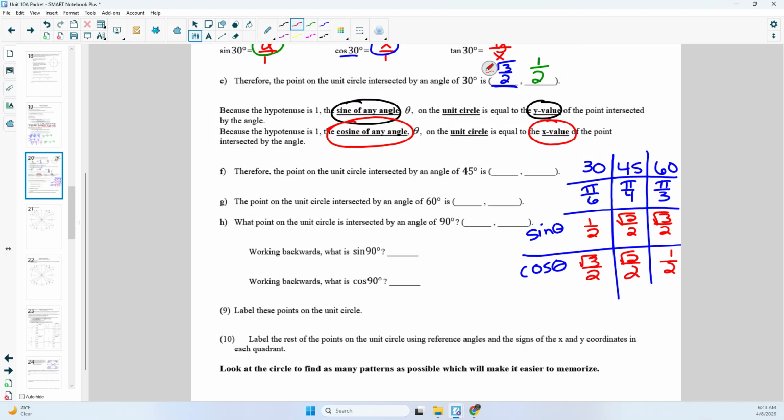Okay, so that means if we know that any point on the unit circle is x, y, and x is cosine, and y is sine, we can look those up and plug them in. So nicely, here's my x, here's my y, and for 60, here is my x, and here is my y.